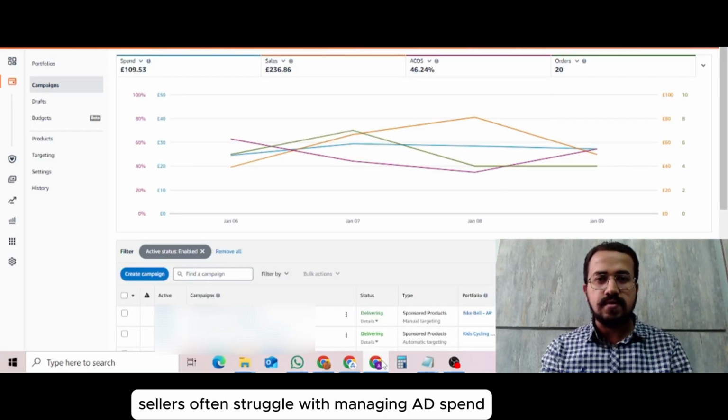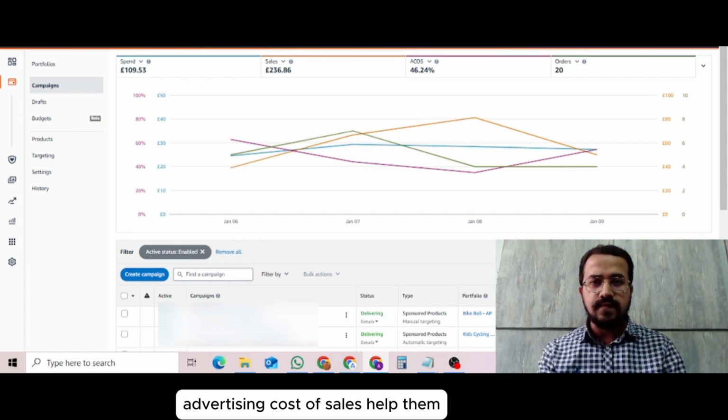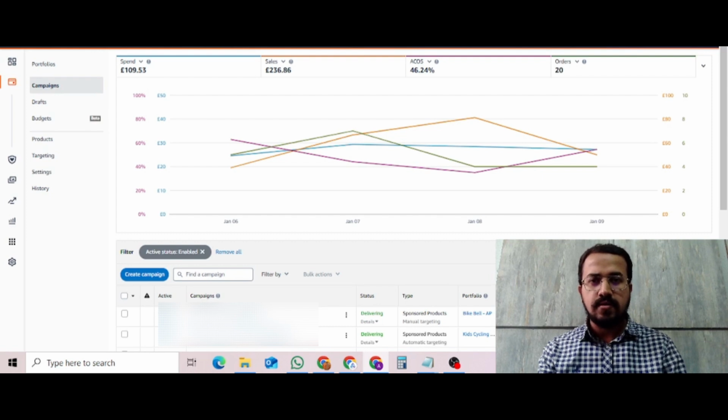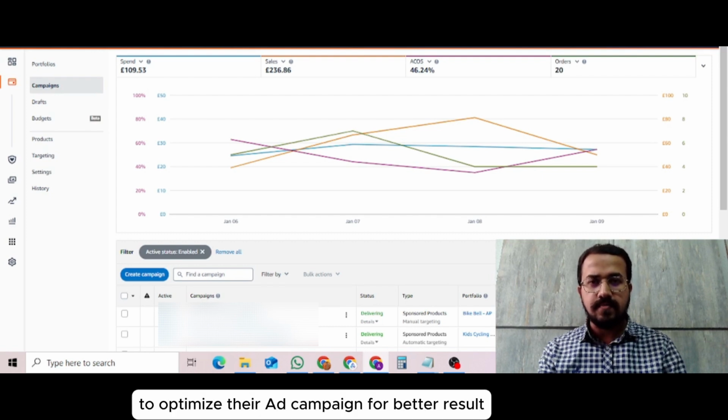Sellers often struggle with managing ad spend and ensuring it translates into profitable sales. Advertising cost of sales helps them to optimize their ad campaign for better results.